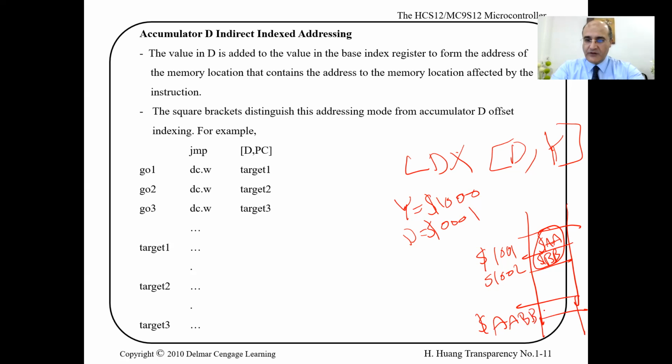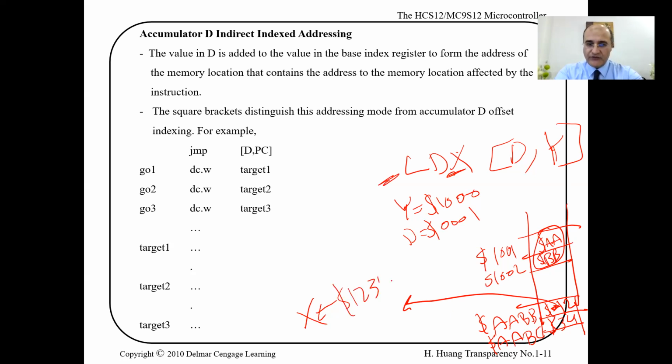$AABB. Get the operand inside here, and I'm loading X, so I'm loading 16-bit. So we go get AABB and AABC. Let's assume here we have 1, 2, 3, 4 hexadecimal. So X will be, after this instruction is executed, $1234.